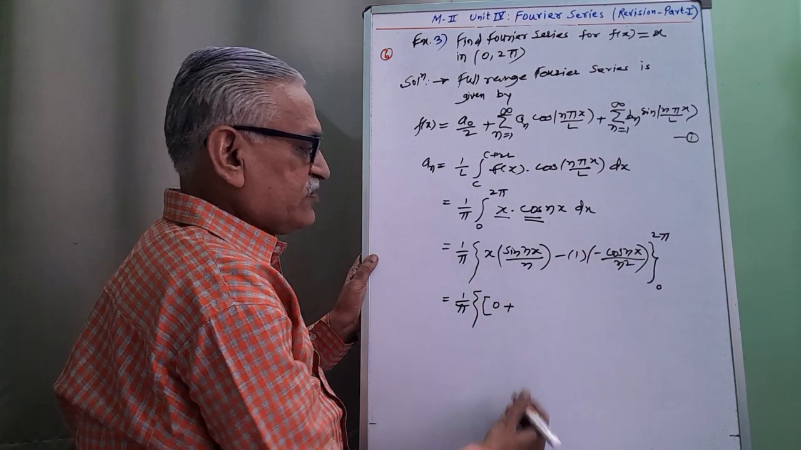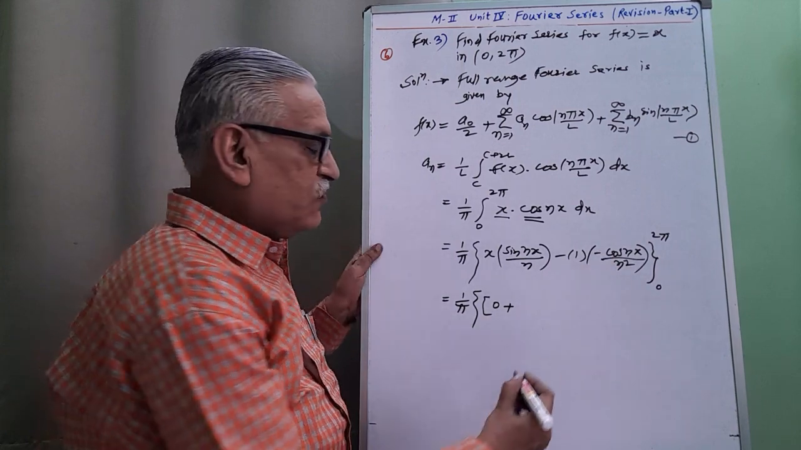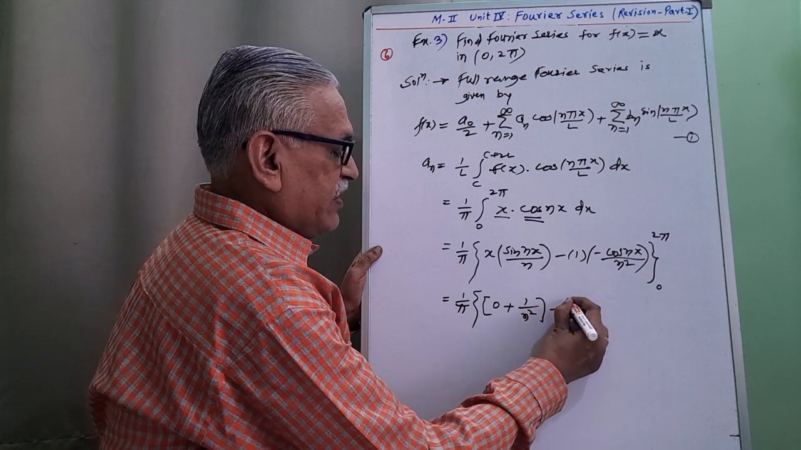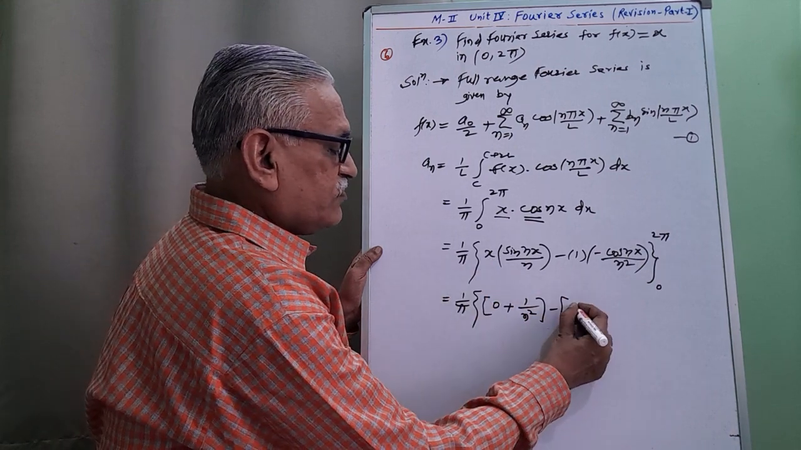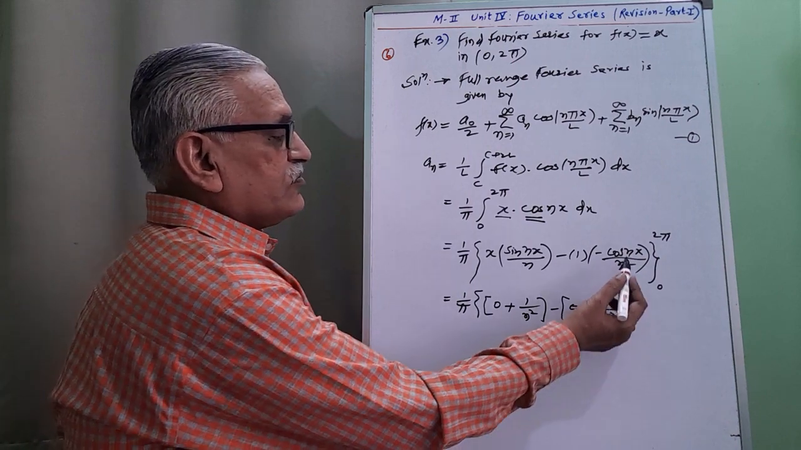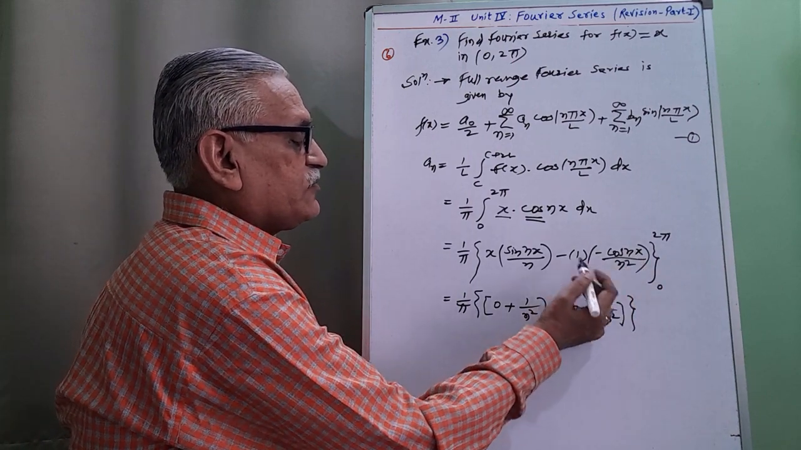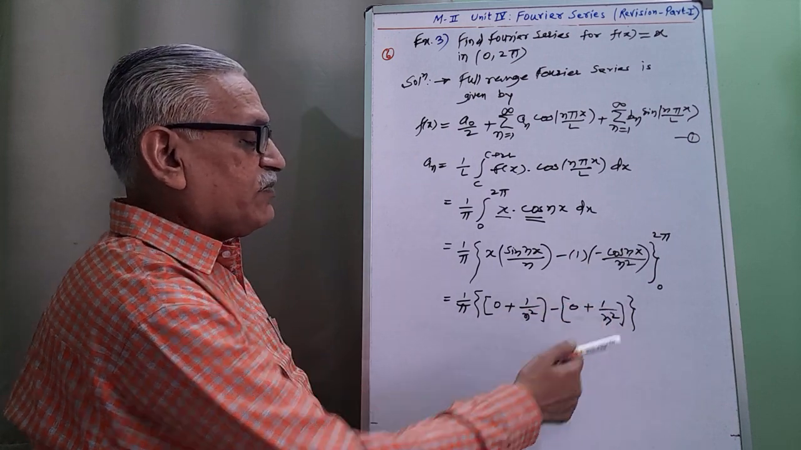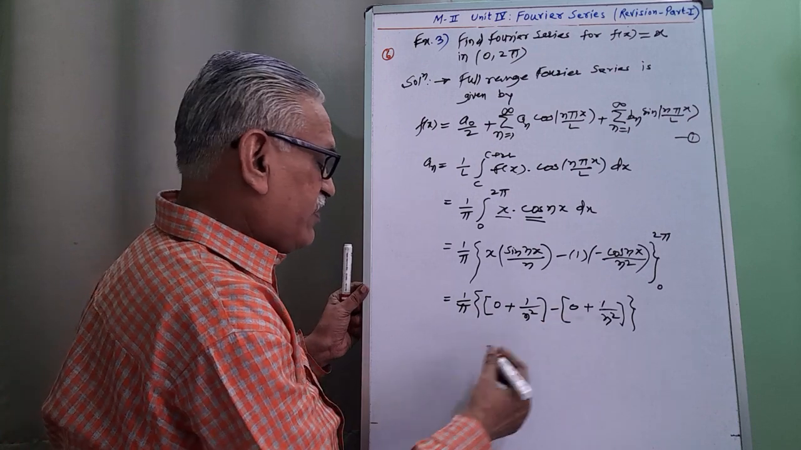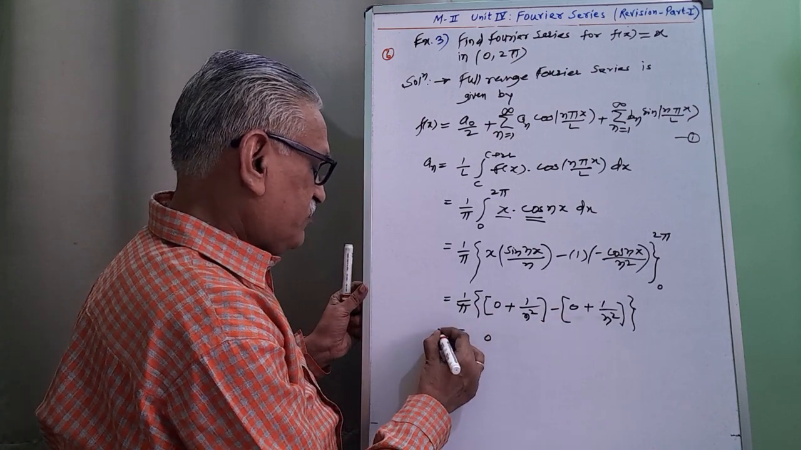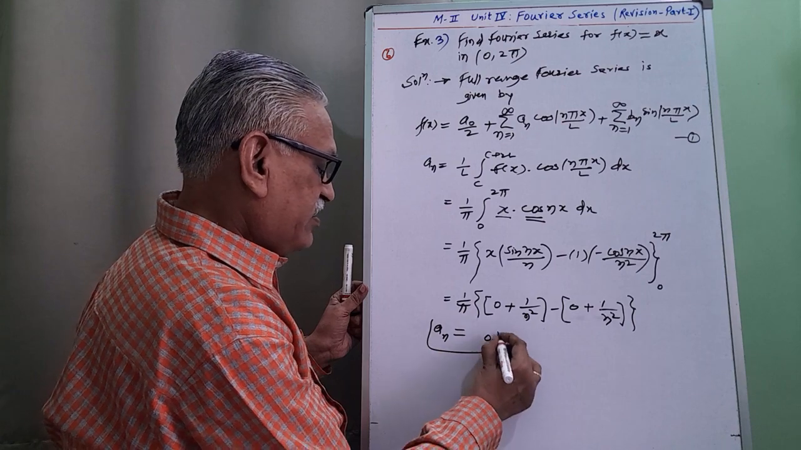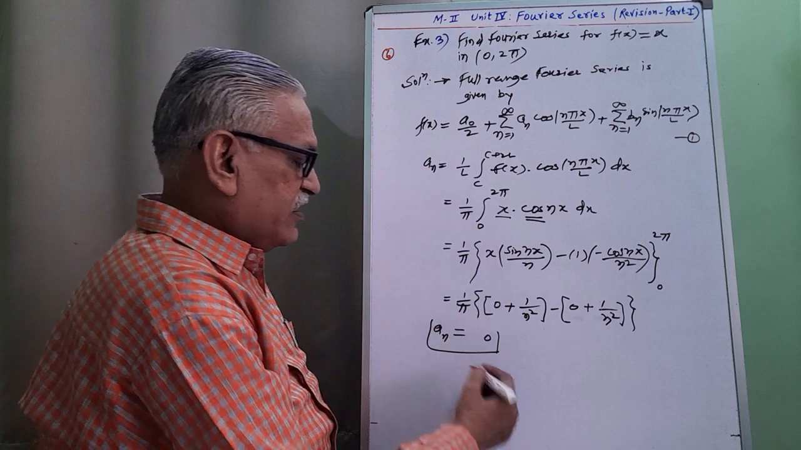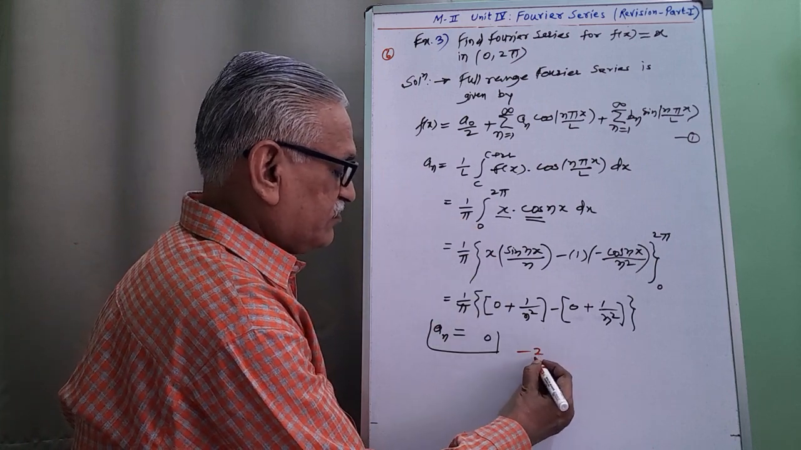minus minus it becomes plus, cos 2n pi is 1 by n square, minus lower limit x is 0, 0, minus substituting value, this becomes minus minus plus, cos 2n pi is 1 by n square. Therefore 1 by n square minus 1 by n square, that value becomes 0. An is 0. And if you perform this step correctly, you will get 2 marks.